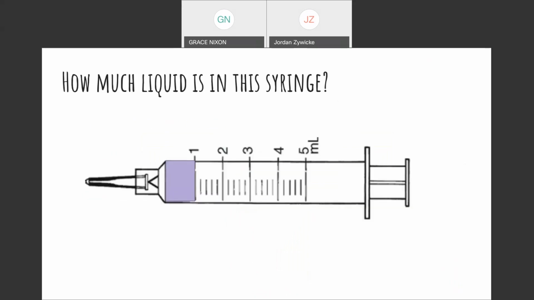So just like our previous videos, we have a little bit of a game to check our understanding of medicine measuring tools. For this game, we have a syringe, as you can see on the slide, and we're going to try to figure out how much liquid is in the syringe. The liquid here is represented by that purple box. So I'm going to ask you how much liquid is in this syringe, and we'll work it out together after I give you a little bit of time to figure it out.